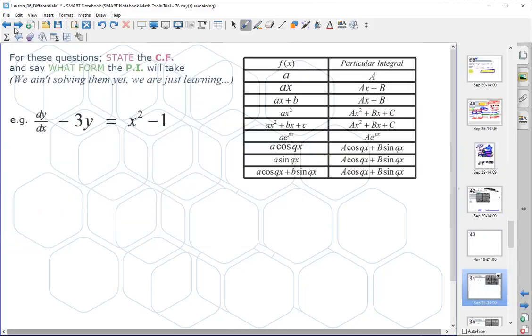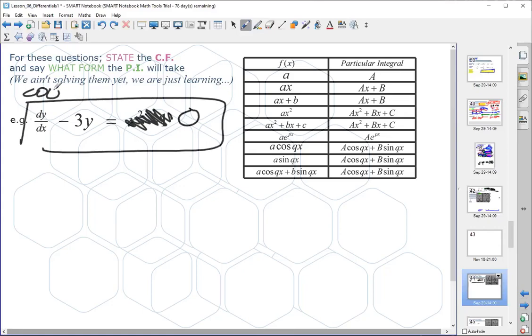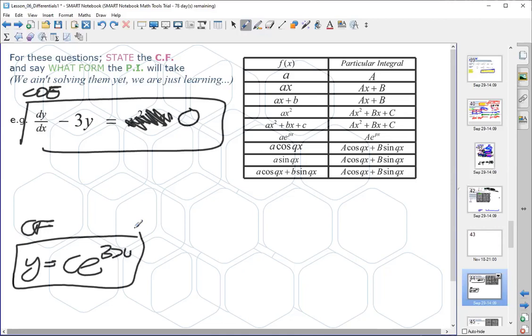Okay, so let's see. Initially we're going to use the table. Let's start off by getting rid of this. So this is our complementary differential equation, our CDE, and that gives us our complementary function. So our complementary function is going to be y equals c e to the 3x. If that's a minus 3, that's just going to be a 3. That's it. Nothing more complicated than that. Not hard. So that's going to be our complementary function. Okay, so that's the complementary function done.